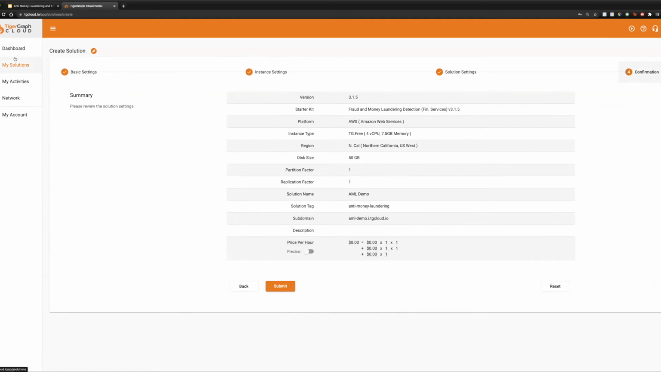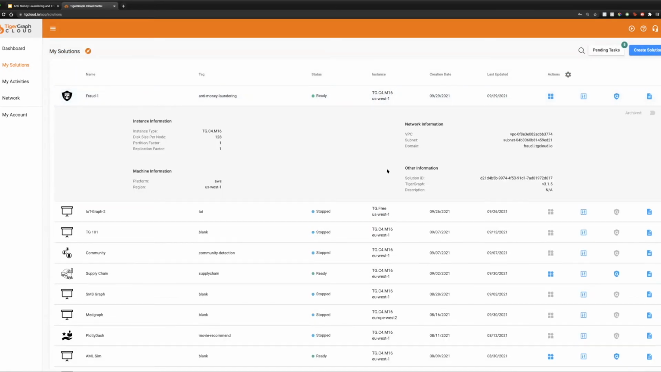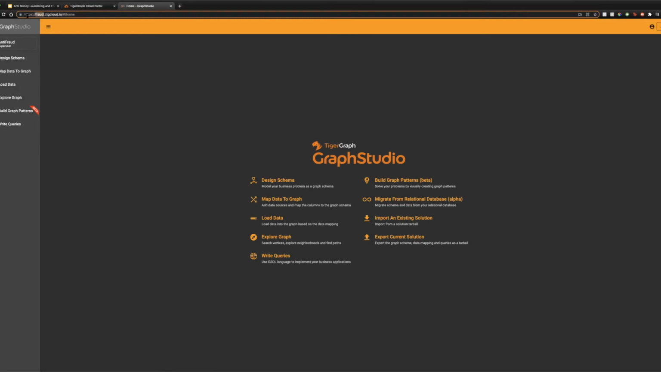It does take about 5 minutes to spin up, so I've already done that, and we'll just be jumping into my pre-built solution. Once your solution does spin up, you'll see your status here changed to ready, and you can access that either by going into applications and clicking Graph Studio, or you can access it directly using that subdomain that you created before. So this one is fraud.i.tgcloud.io.